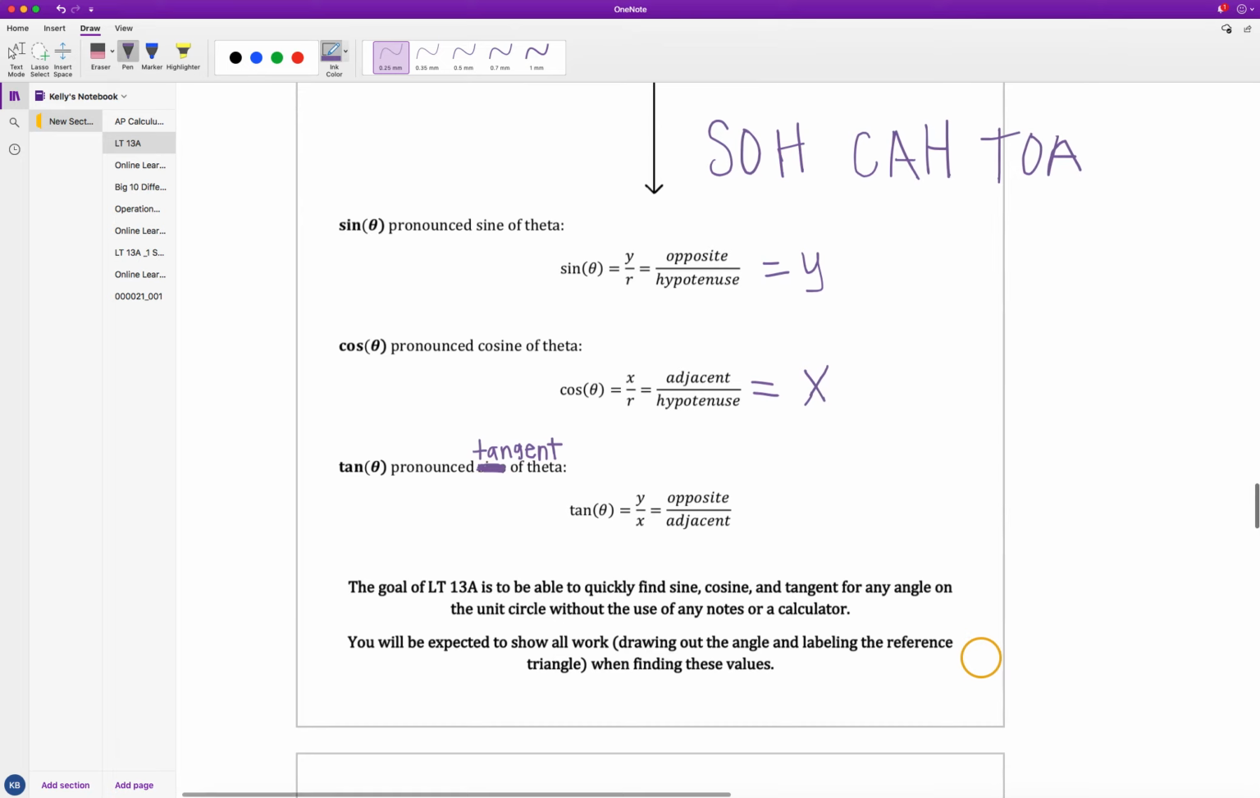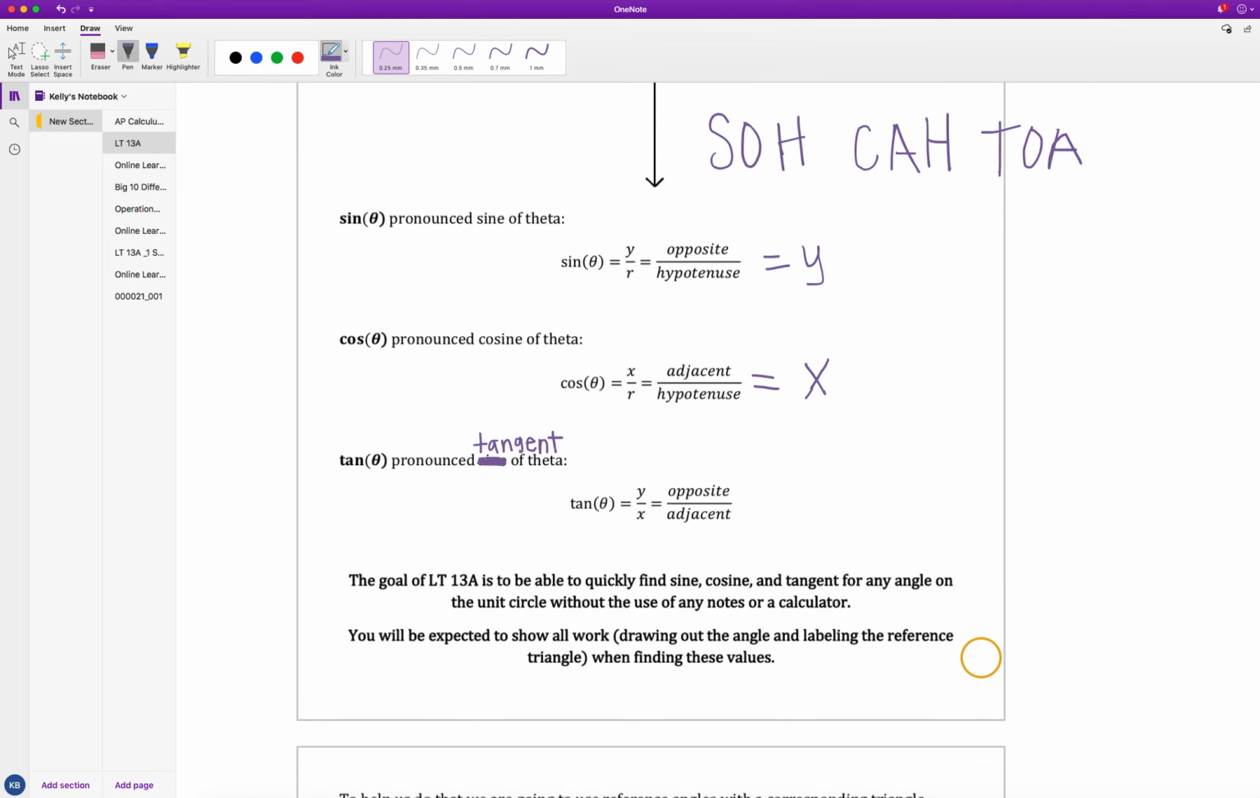Again, I want to remind you guys of what our goal is for this learning target. It's to be able to quickly find sine, cosine, and tangent for any angle on the unit circle without the use of any notes or a calculator. For now, since we're starting out and for the rest of this semester, you guys will be expected to show all the work. What I mean by that is I want to see you drawing out the triangle like I'll be doing in the examples today, labeling our reference triangle, and then finding sine, cosine, and tangent of those values.